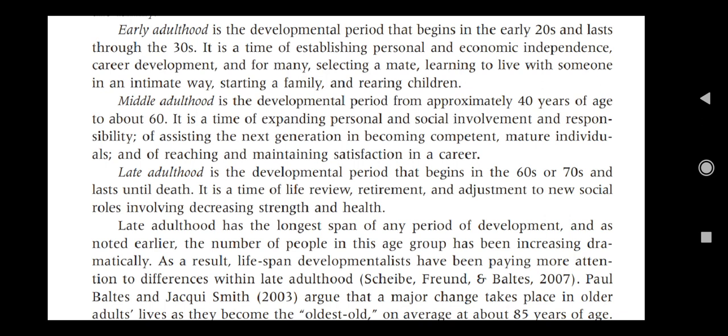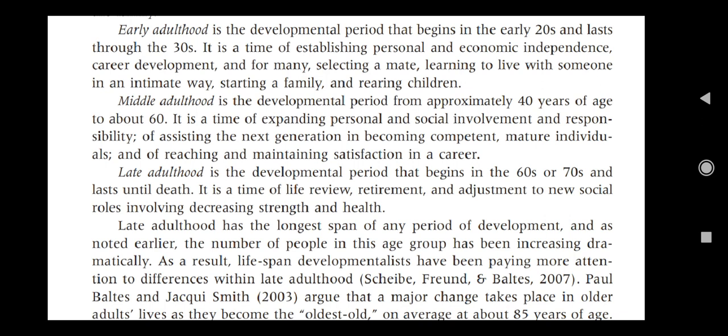Early adulthood is the developmental period that begins in early 20s and lasts through the 30s. Awal dewasa bermula ketika usia 20-an sehingga 30-an. Dia boleh ke 33, 34 hingga 35 tu early adulthood. It is a time of establishing personal and economic independence. Inilah usia kita nak establish, bermula membina ekonomi, menjana pendapatan. Masa ni lah dah habis belajar, dah grad, dah start nak kerja. Ni bila masuk alam pekerjaan, bermulalah alam awal dewasa, early adulthood.